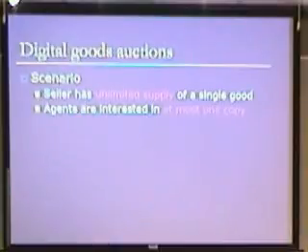Okay, so the types of auctions I'm going to be interested in are auctions for digital goods. So the scenario is that the seller has an unlimited supply of a single good, like a piece of software that he can just copy for free, he being Microsoft. And agents are interested in at most one copy of the good.